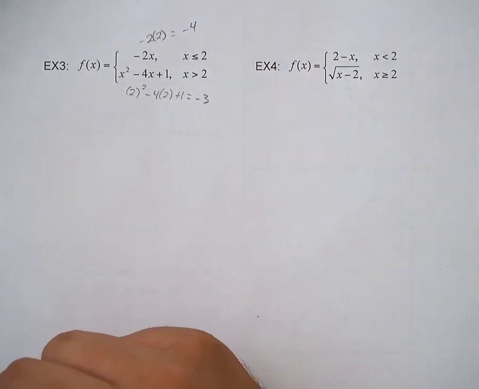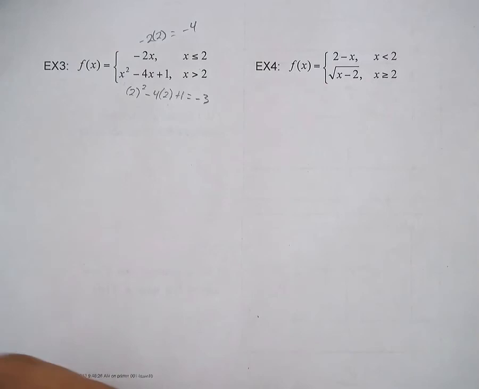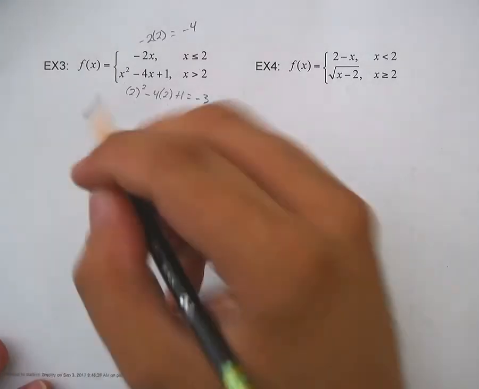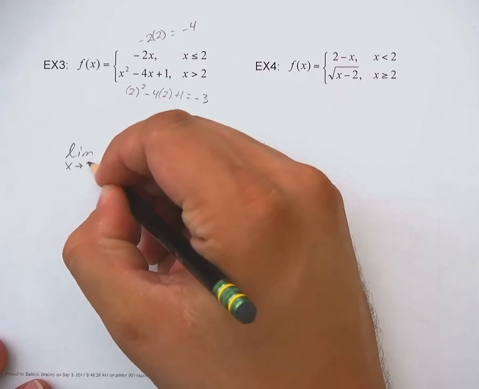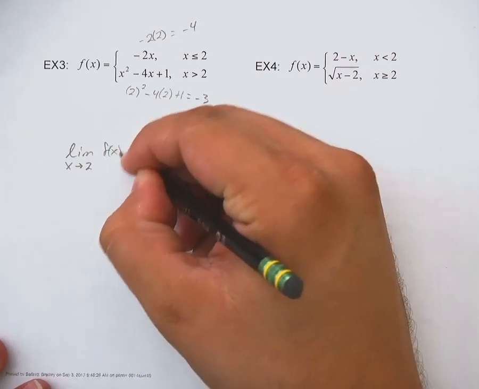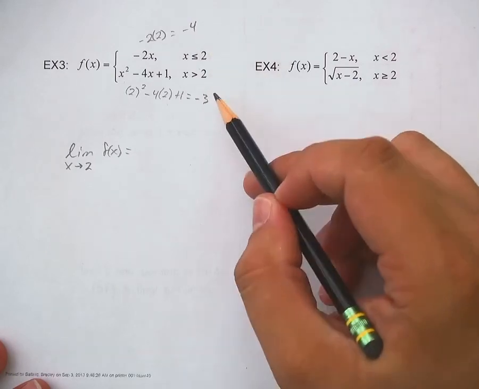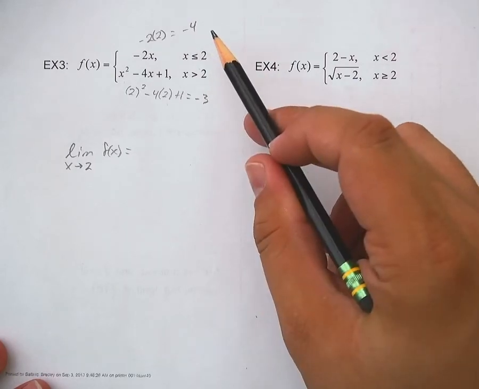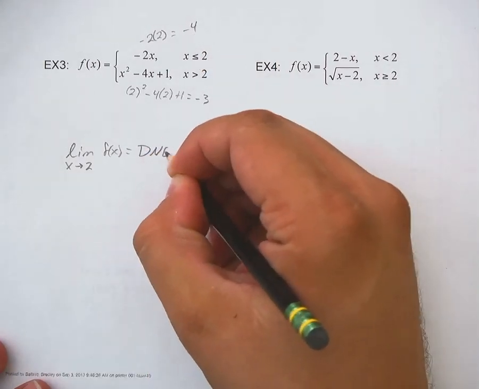So if I was to take the limit as x approaches 2, go ahead and write that down. I'm going to skip a space because I'm going to put something above that. The limit as x approaches 2 of f of x is going to two separate numbers, negative 4 and negative 3. Since that is the case, this limit does not exist.